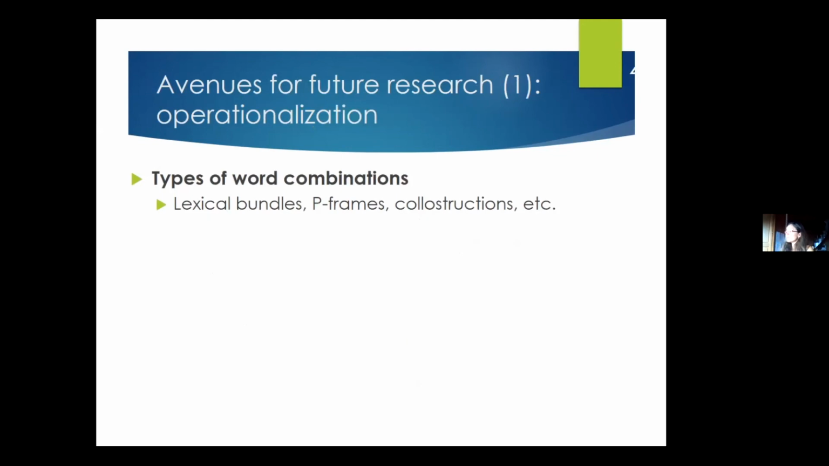So the research presented here sets the scene for an ambitious research program that is going to keep me and my collaborators busy for the coming years. These are just a few research avenues that I identify as priorities. First, phraseological complexity. So far, I've only approached phraseological complexity via relational collocations. So phraseological complexity could be approached from the prism of other types of word combinations, including lexical bundles, p-frames, collocations.